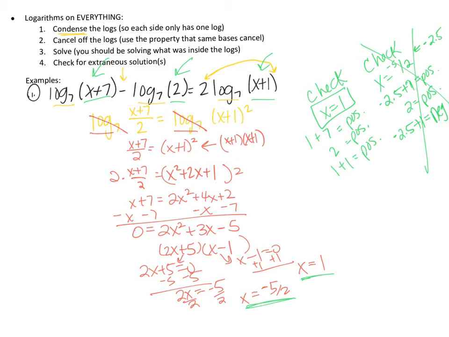So what we find is that x equals 1 is a solution, and x equals negative 5 over 2 is not a solution. Instead, we would call that an extraneous solution, because what happened was we got it when we were solving. However, it actually did not check out to work when we went and plugged it back in.